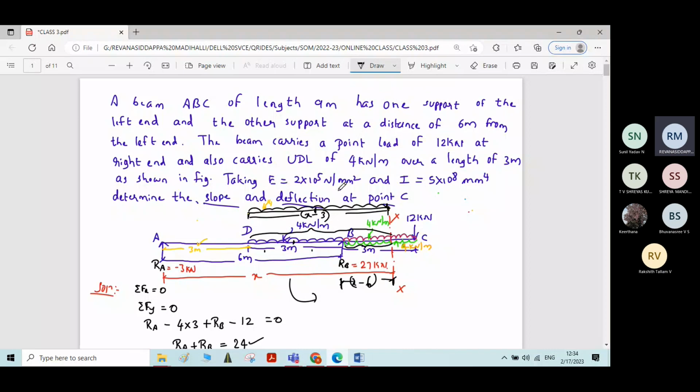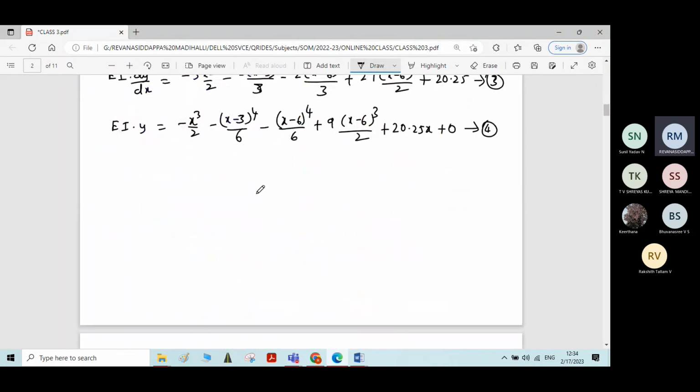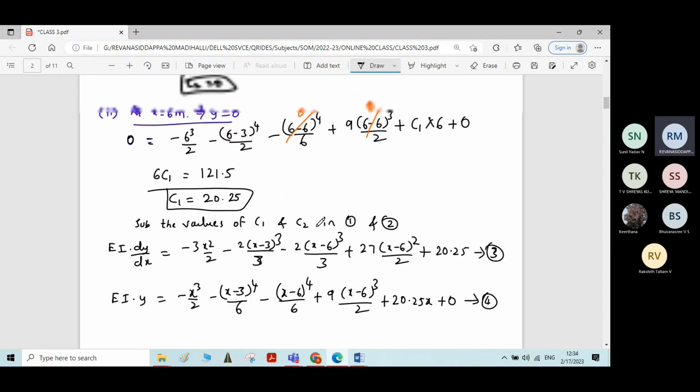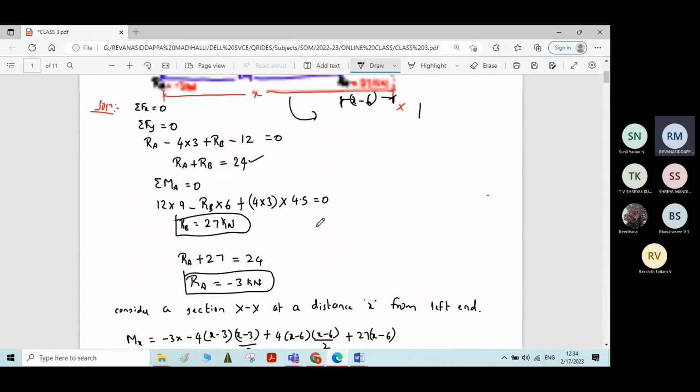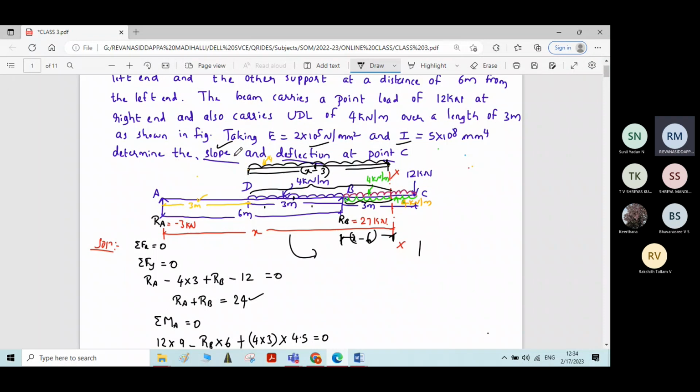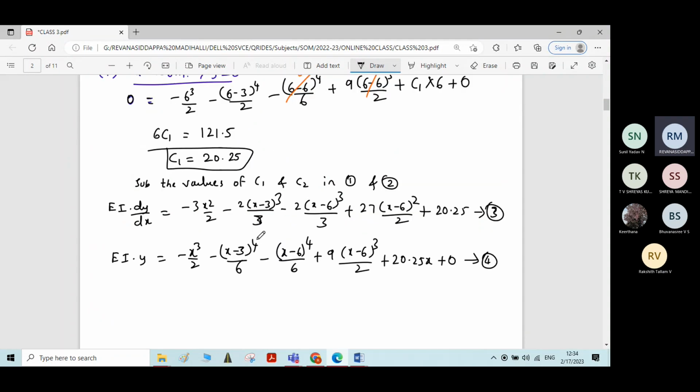Now go to the question. In the question, what is asked? To find slope and deflection at point C. Means at the end point we need to find slope and deflection. Now you have the generalized equations in terms of x. If you substitute the corresponding x value, you will get the slope and the deflection. For point C, the value of x will be 9 meter. Substitute x equal to 9 meter in the slope and deflection equations.